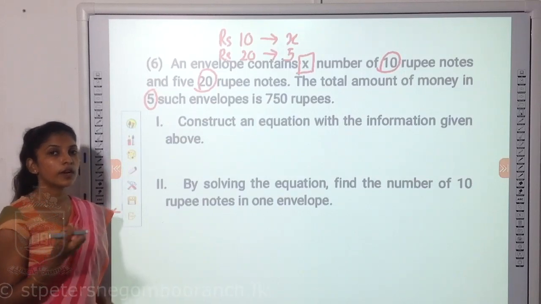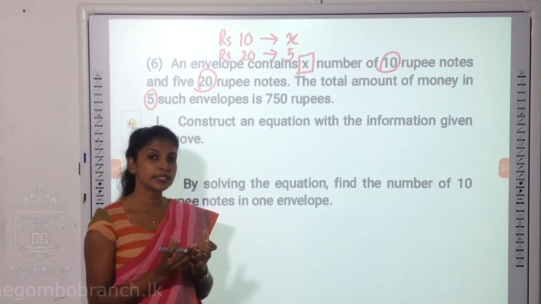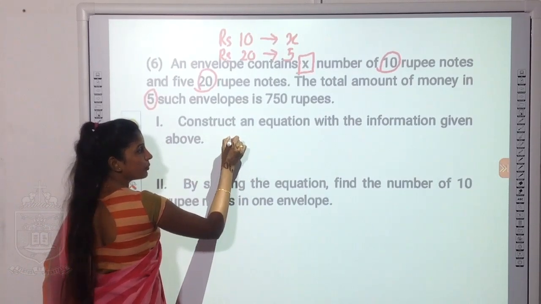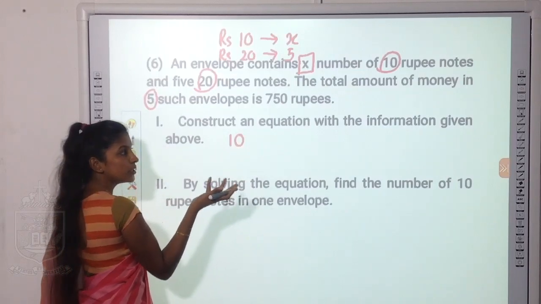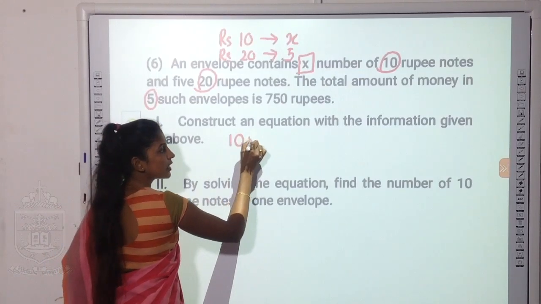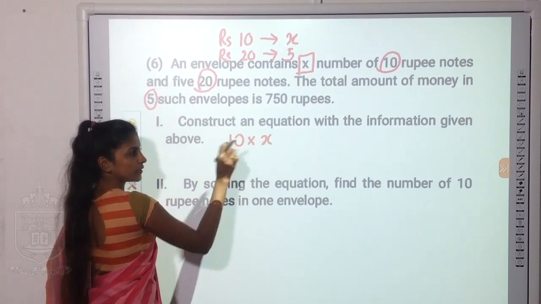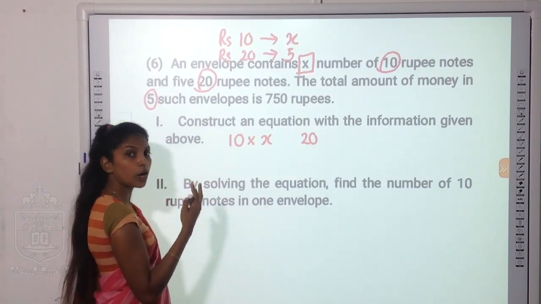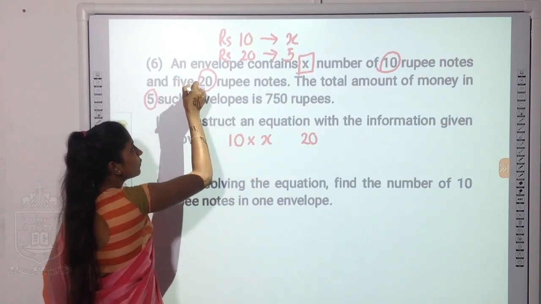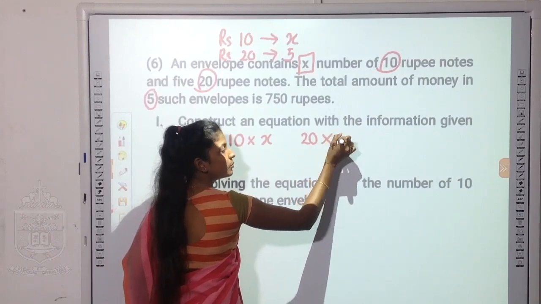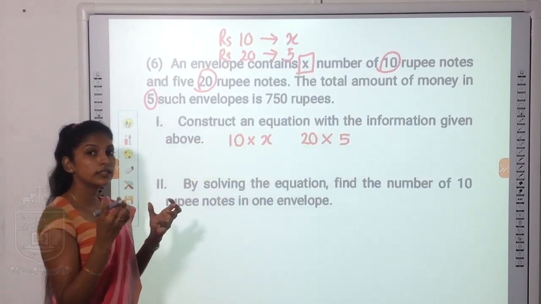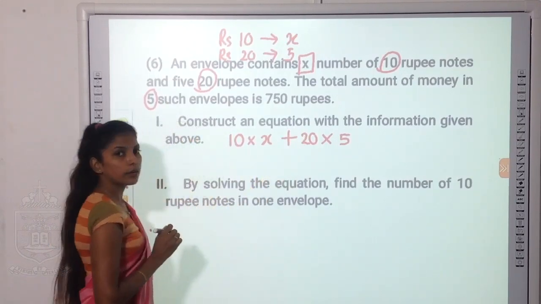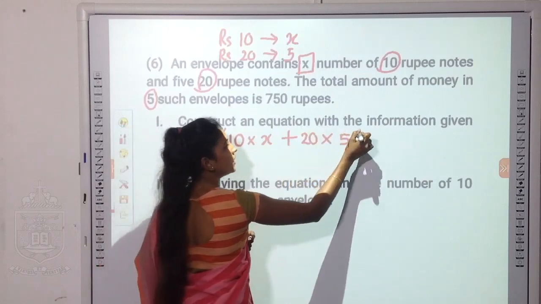First of all, you have to build up an equation for the amount present in only one envelope. So you know that in one envelope, you have how many 10 rupee notes? X number. So you know 10 into X. I write it. You have 10 rupee notes, X number. And then other than that you have 20 rupee notes. How many 20 rupee notes are there? 5 20 rupee notes are there. So you have to multiply by 5 in order to get the total amount present. That is present in one envelope. This is present only in one envelope.